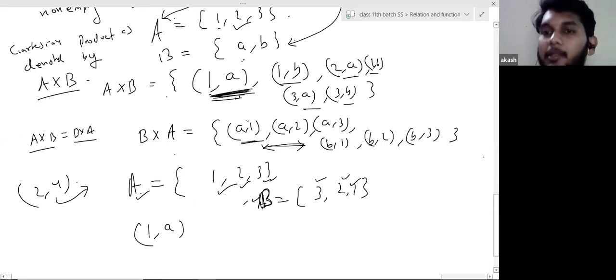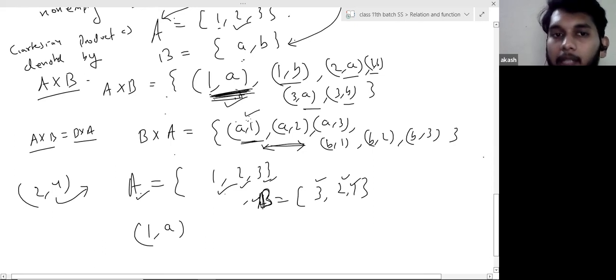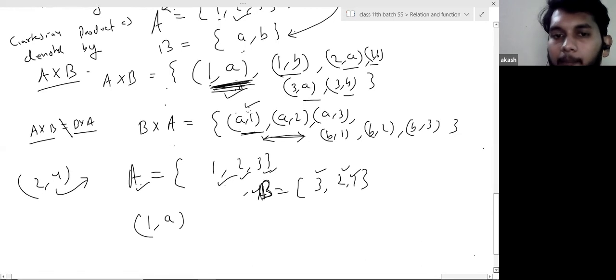Even if the elements are equal, the order is very important here. (1, a) is not equal to (a, 1), right? (3, 4) is not equal to (4, 3). So if you compare the ordered pairs, we don't have the ordered pairs as equal. So A cross B is not equal to B cross A in this case. In this case specifically, it's not so that every A cross B is not equal to B cross A. There may be some cases in which they will be equal. I'll show the examples.